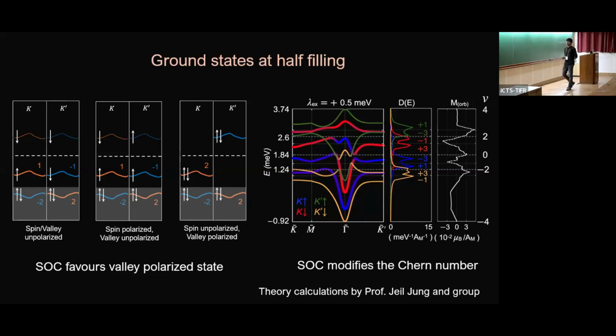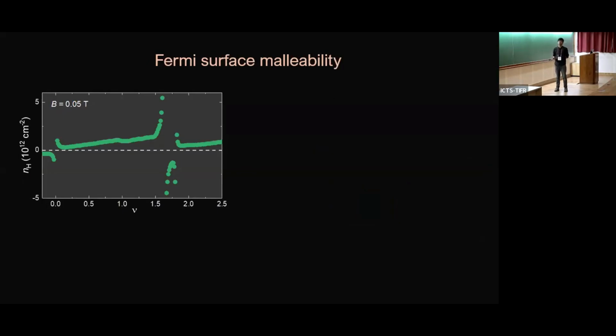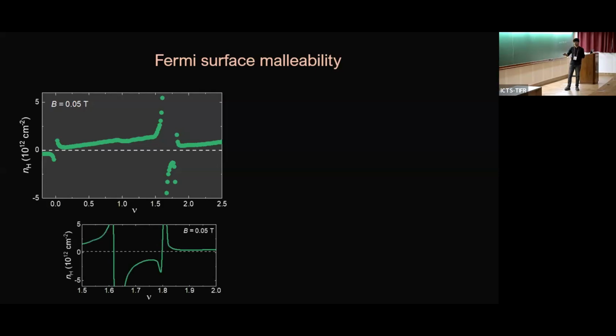So as I mentioned previously, we see a couple of sign changes in Hall resistance. So now if I convert it to Hall density, I can clearly see two sign changes and minima in between. So this is the zoomed in plot near the half filling. So this is exactly where we see ferromagnetism.